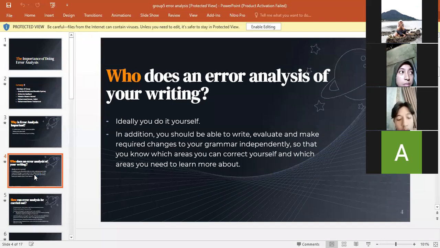Who does an error analysis of your writing? Ideally, you do it yourself. In addition, you should be able to write, evaluate, and record changes to your grammar independently, so that you know which ones you can correct yourself and which ones you need to learn more about. Next.